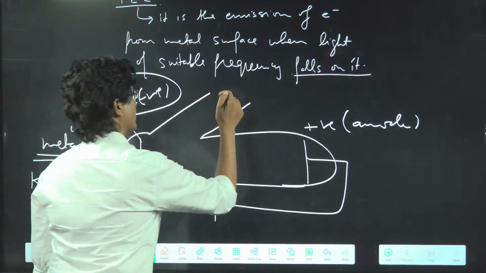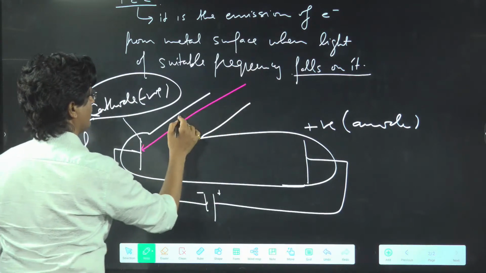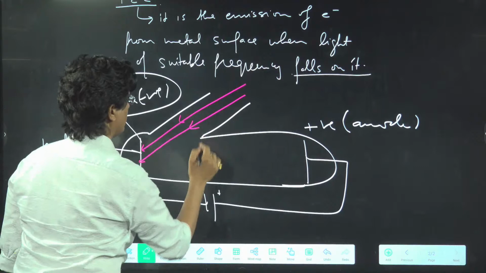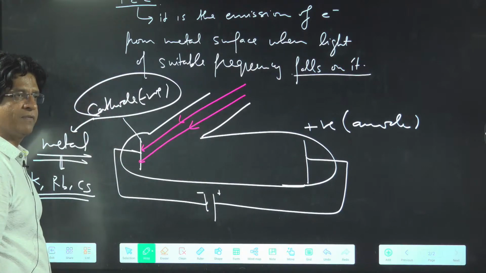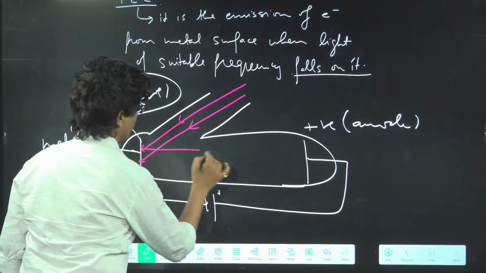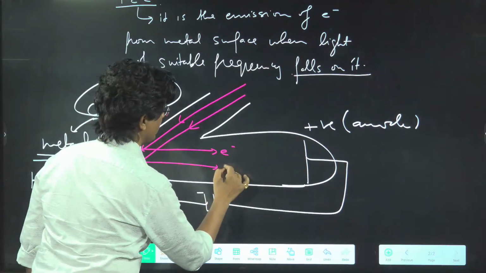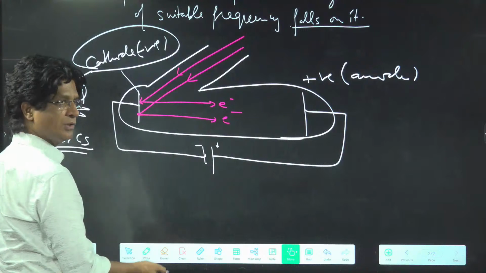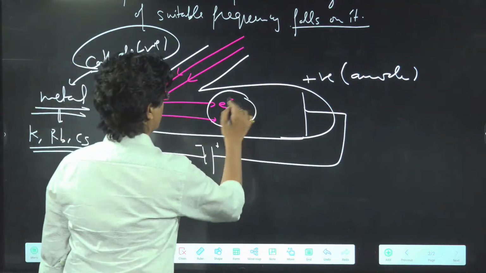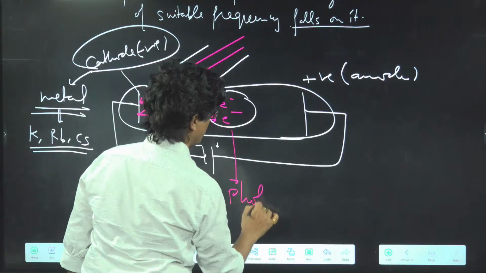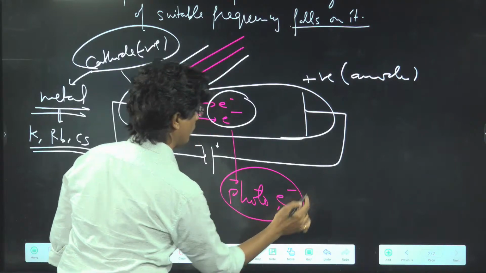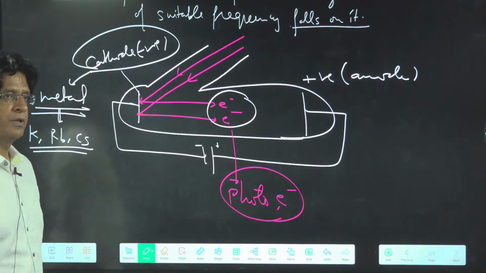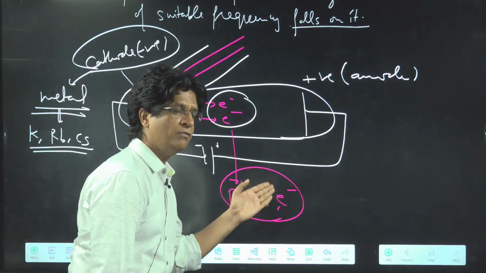Now see that if light is incident on this metal surface, some electrons can be ejected. These electrons are called photoelectrons, the electrons emitted by the photons.